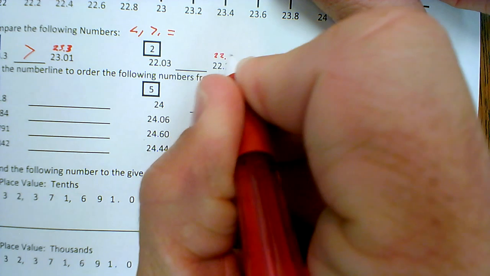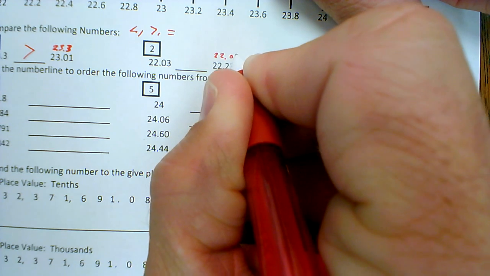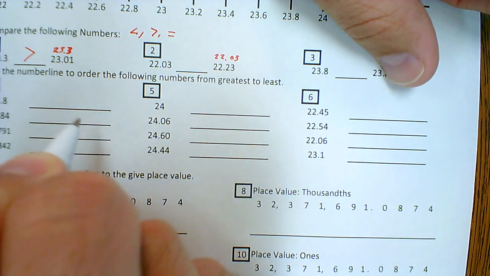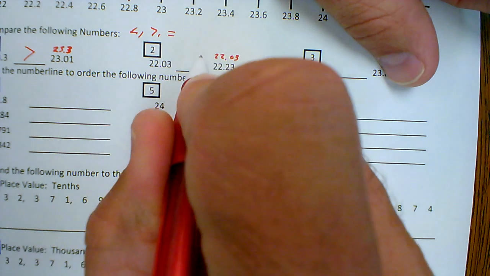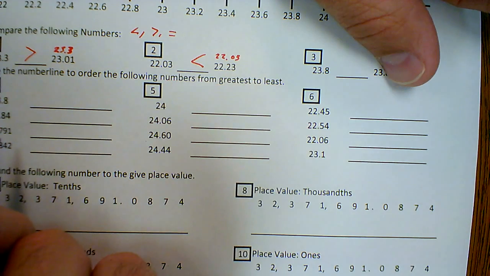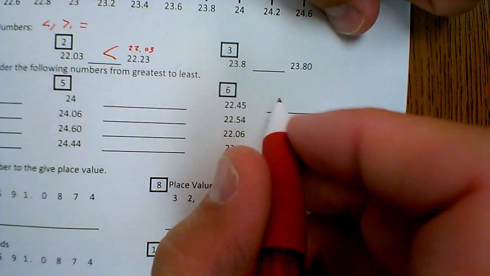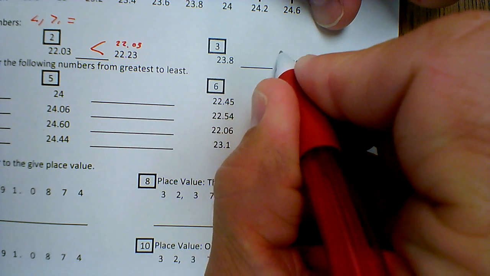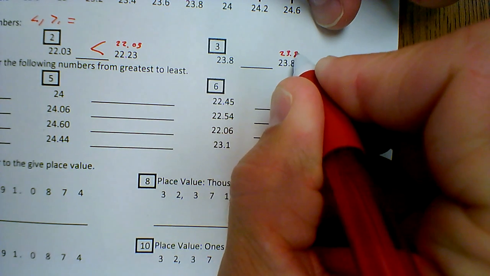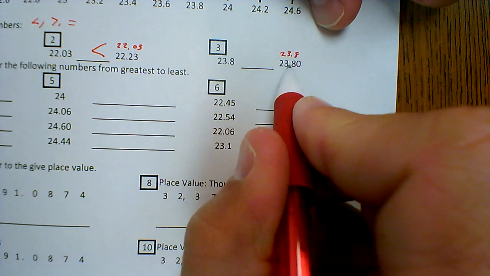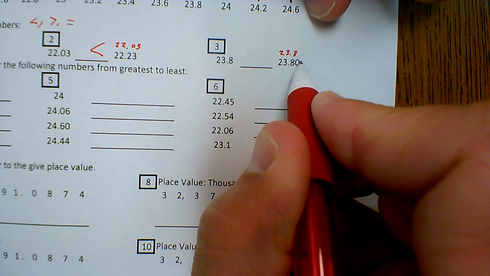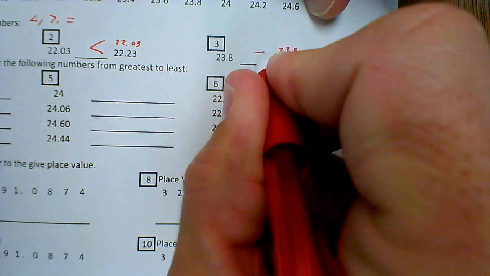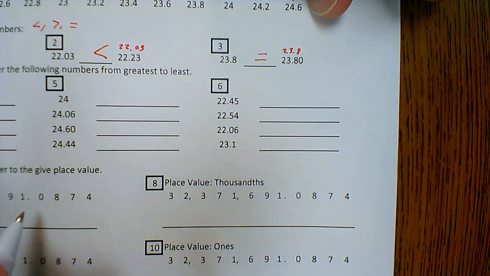Coming over here, I'm going to write the number above again, 22 and 3 hundredths. 22s are the same. 2 is bigger than 0, so this is less than. And then finally over here, write it above again. 23s are the same, 8s are the same, nothing and 0. Correct. Nothing and 0 are the same, so those are equal.